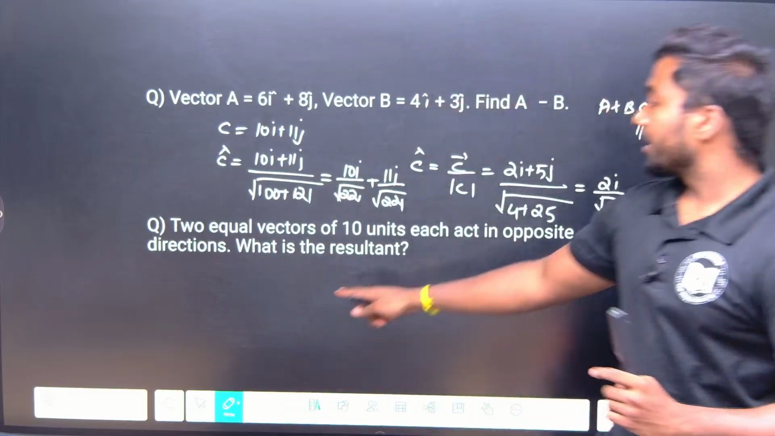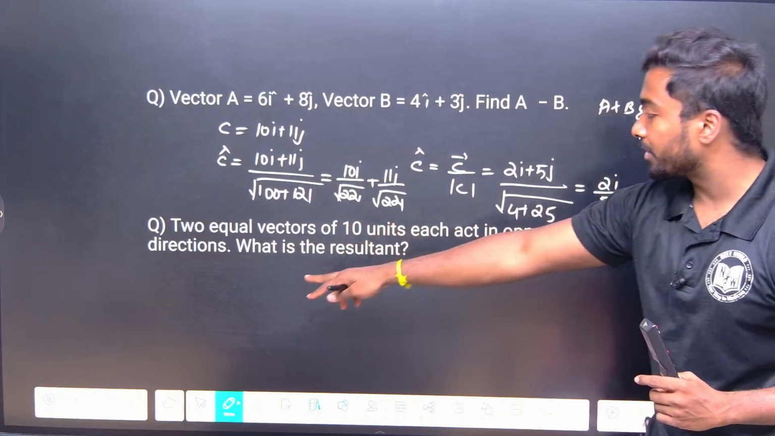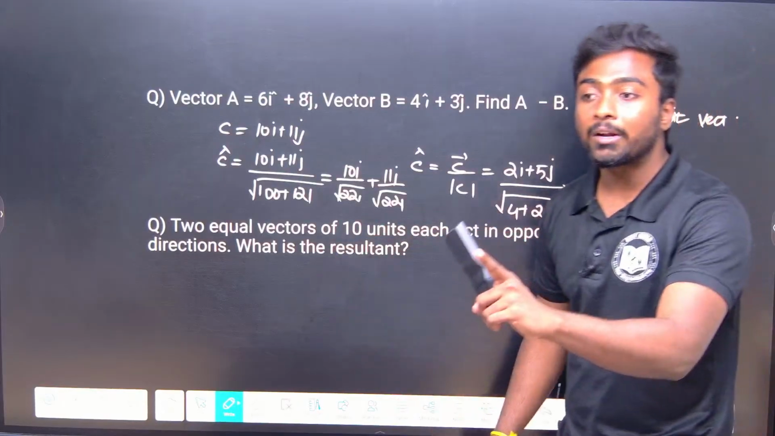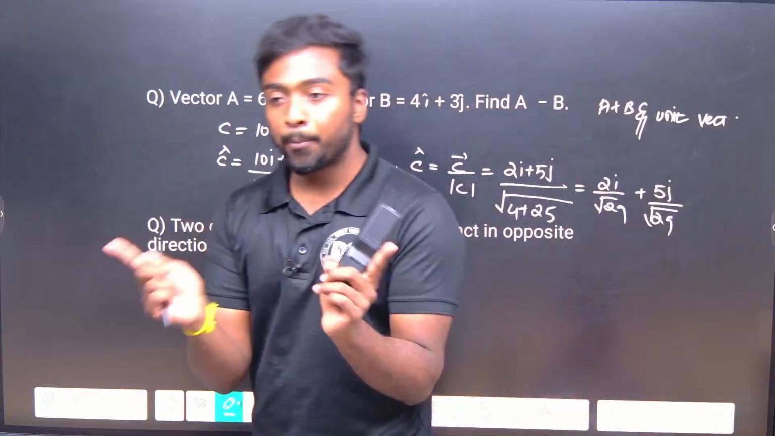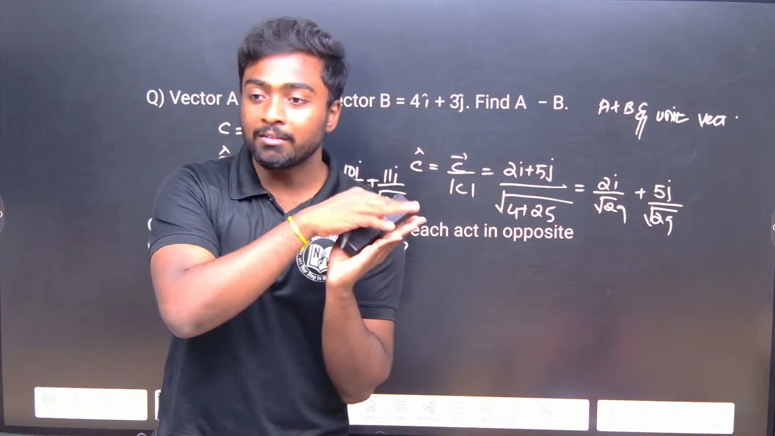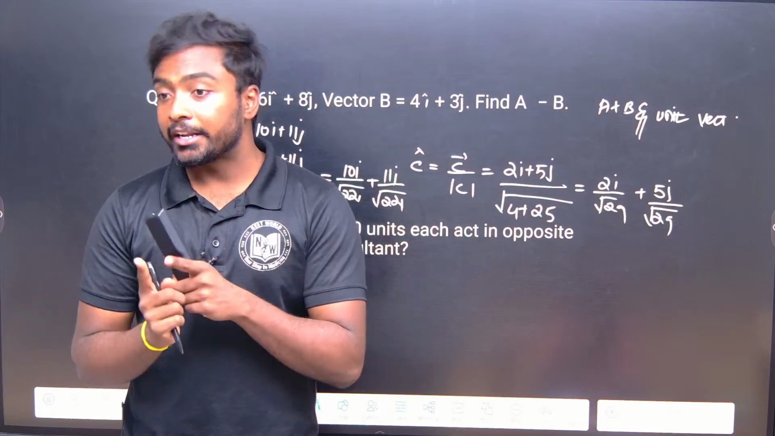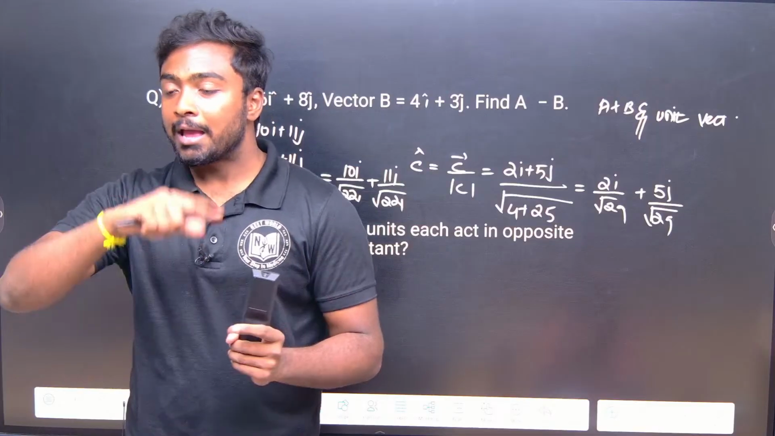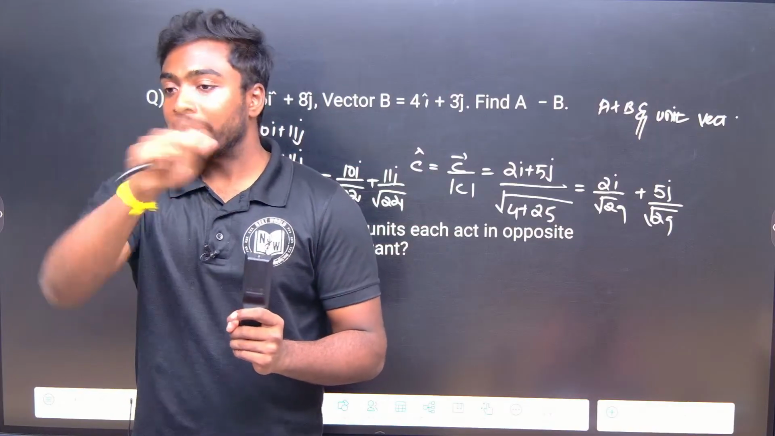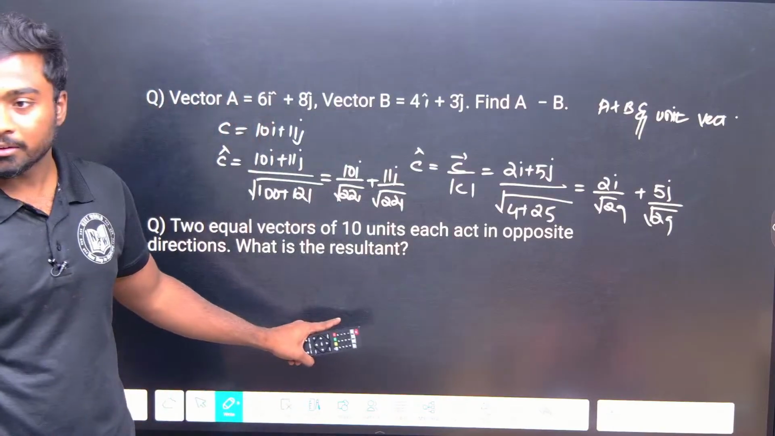Okay. The next question, two equal vectors of 10 units each act in the opposite direction. What is the resultant vector? What I said, anti-parallel means opposite direction. Angle will be 180 degree. Same parallel means angle is 0 degree. Okay, keep in mind parallel addition, anti-parallel subtraction, anti 180, parallel 0. Okay, done. Any doubts in this?